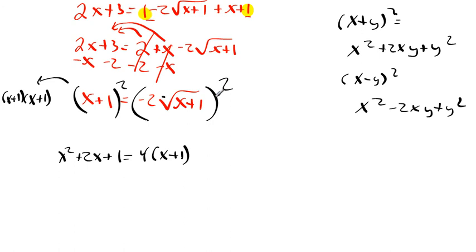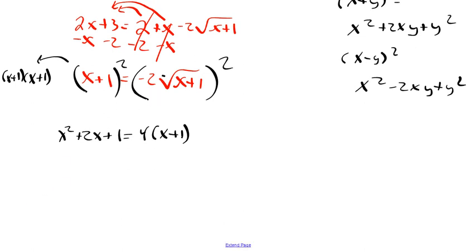But notice how I put that in parentheses because we're actually multiplying negative 2 times this. So it has to still stay as a product. Okay, it's all downhill now. So let's go ahead and multiply these guys out, and then we can go ahead and put everything on the left-hand side. So we have x squared plus 2x plus 1 equals 4 times x is 4x, and then 4 times 1 is plus 4.